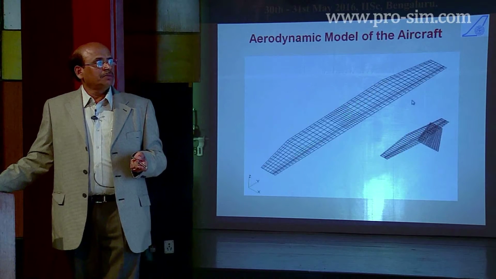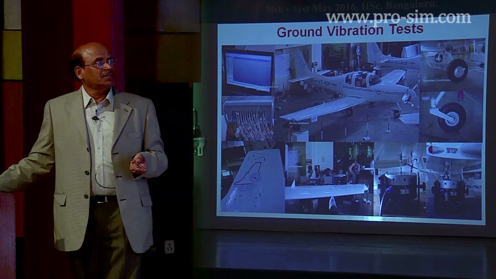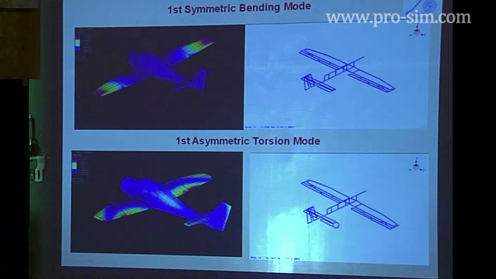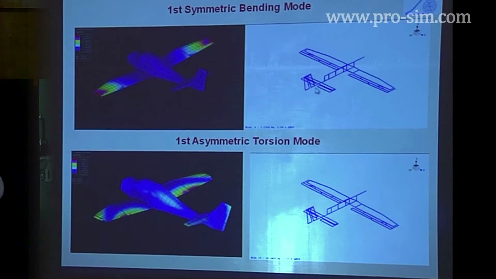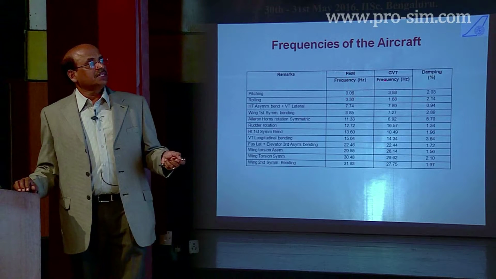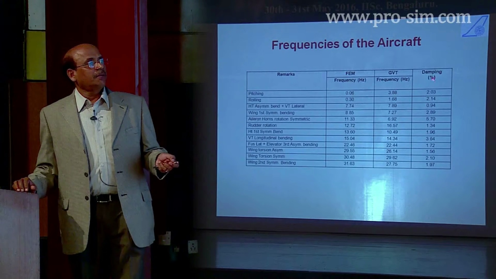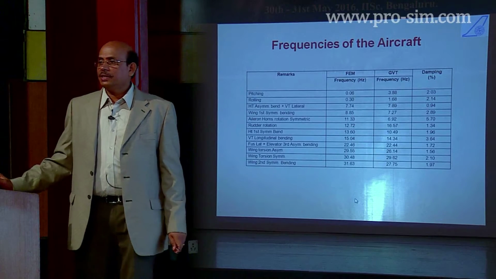This is the finite element model, various components. Then we also did the ground vibration test for that. Okay. So based upon the GVT, we get what are known as the mode shapes and frequencies. Ultimately, this is the comparison of the finite element frequencies, then the GVT frequencies, and the damping obtained from the GVT. One of the important pieces of information we obtain from GVT is the damping.